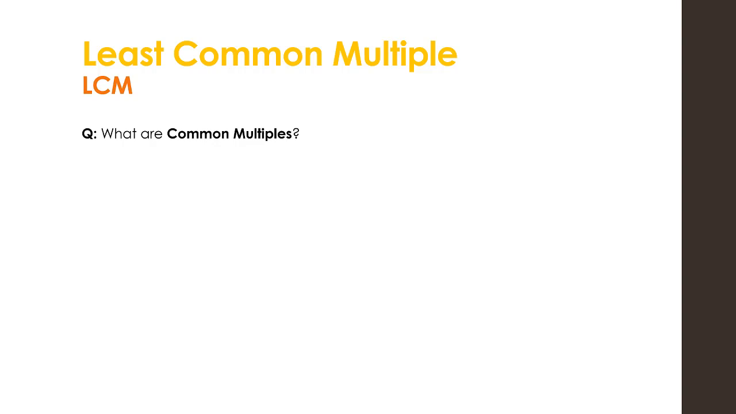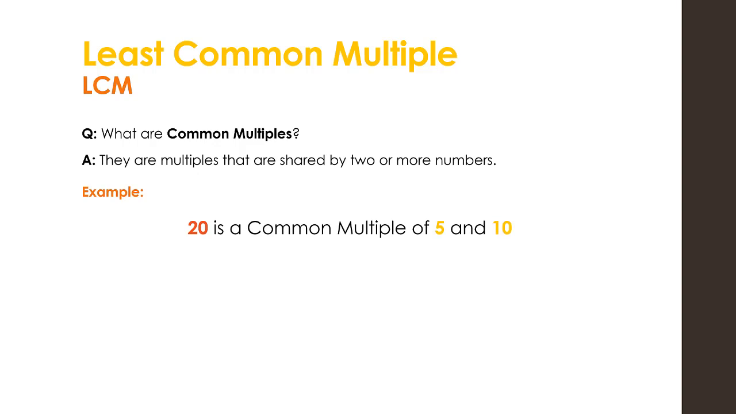Now let's see what common multiples are. Common multiples are multiples that are shared by 2 or more numbers. Let's see an example. It says here that 20 is a common multiple of 5 and 10. That is because if you multiply 5 and 10 times another number, it can give you 20. In the case of 5, 5 times 4 gives you 20, and 10 times 2 also gives you 20.